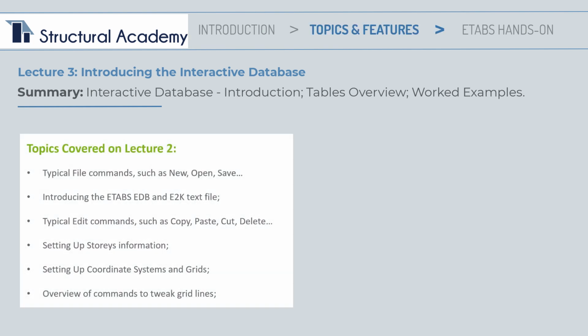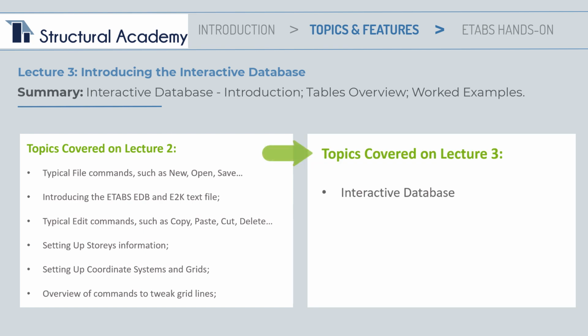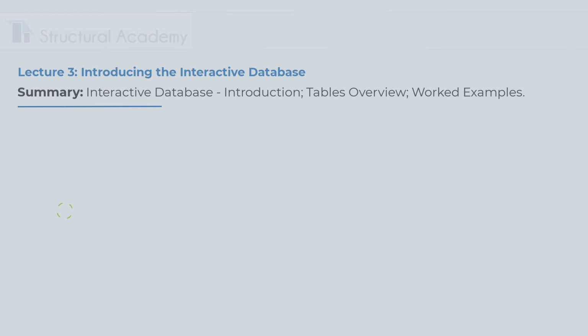Following up on our previous session, where we had the opportunity to revise the EDB and E2K ETABS working files, and delve into how to work with stories and grid systems, today we will be exploring the features offered by our interactive database. There's a lot to discuss, even if this can be considered only an introductory presentation of the feature. Let's jump into it.